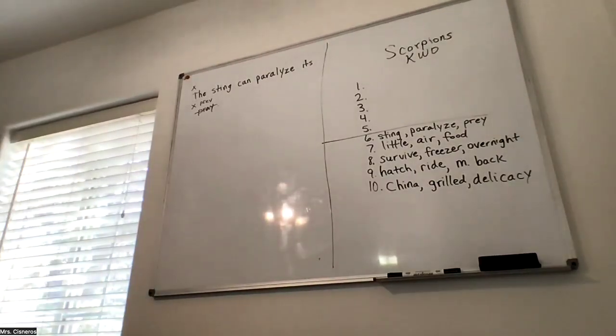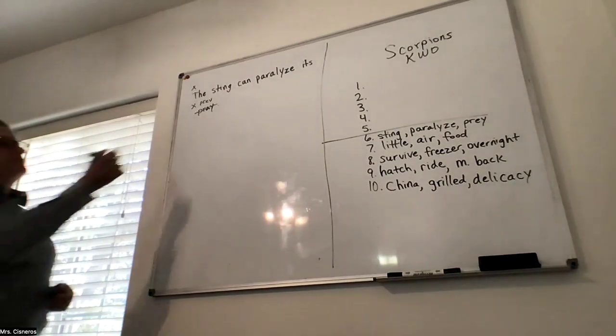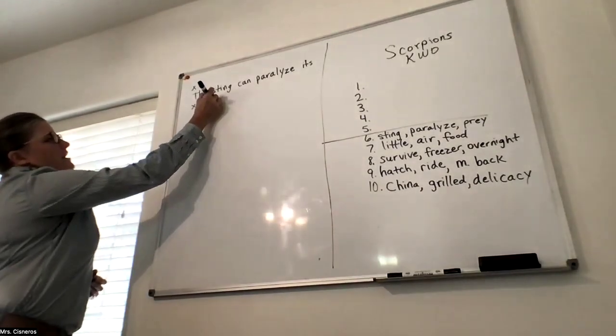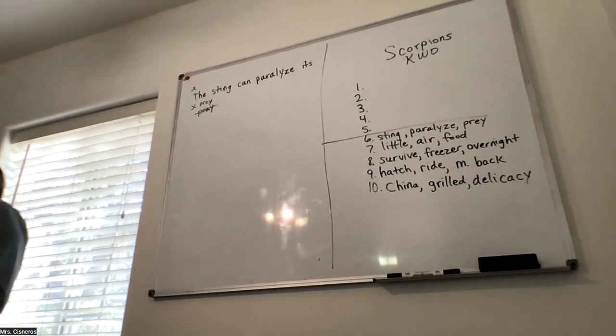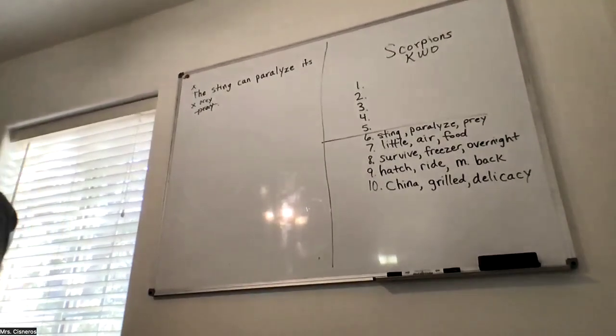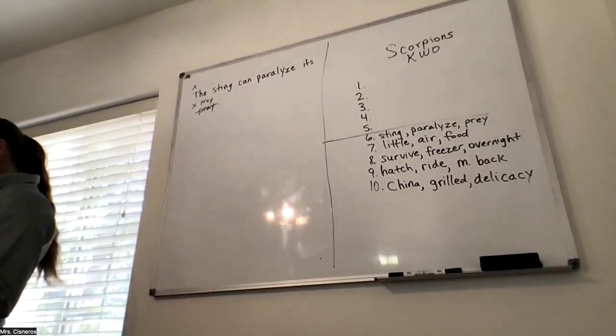Jace? You can also use whiteout. I don't want you using whiteout in my class actually, but technically you can use whiteout. But I want you to just get used to drawing one line through it and then writing it the correct way above it.